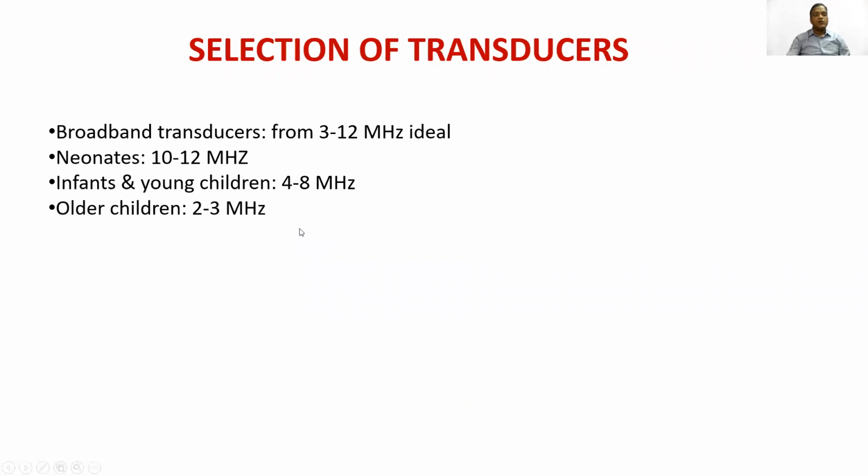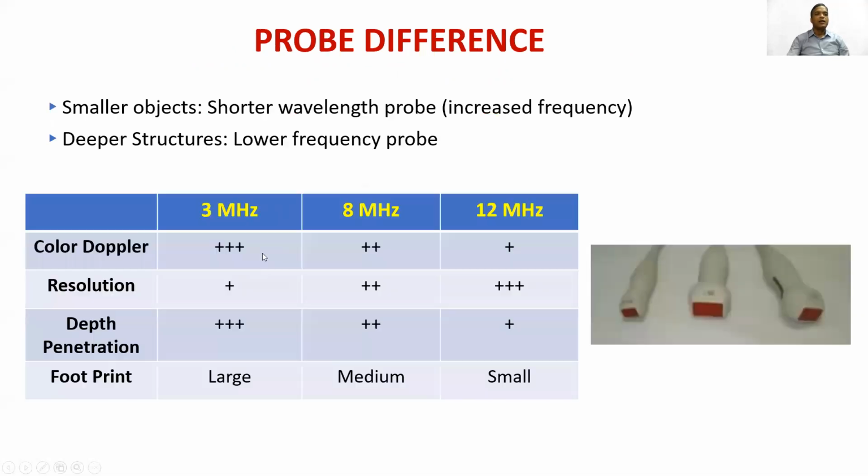Transducers that we are routinely using in day-to-day practice: in neonates, the transducer of choice is 10 to 12 megahertz. In infants and young children, 4 to 8 megahertz, and in older children and adolescents, 2 to 3 megahertz. What is the difference in the probes? The color scale is good in the 3 megahertz probe, and the resolution is best in the 12 megahertz probe. Depth penetration is also very good in the 3 megahertz probe.